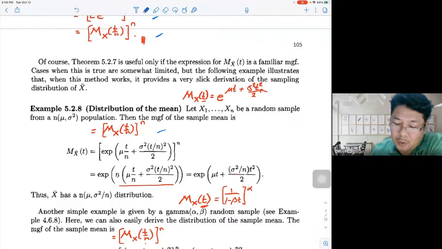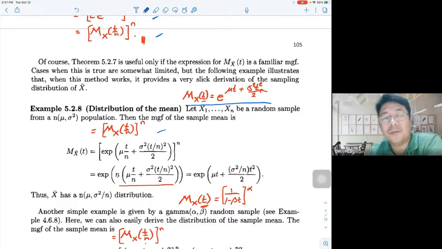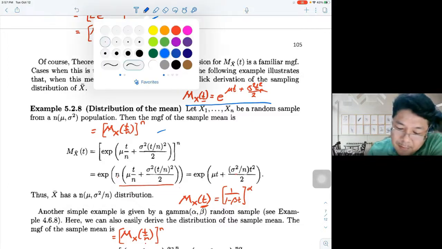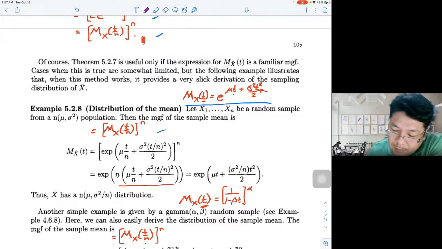And then noting that if we have a random variable having a normal distribution with mean mu and variance sigma square, this is the form of its moment generating function. So we just replace t here by t over n, because that is what we are evaluating. So we have now e to the mu t over n, and then sigma square, instead of just t square, we have t over n quantity square.